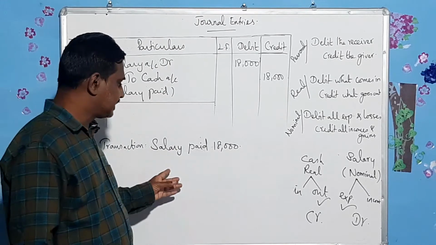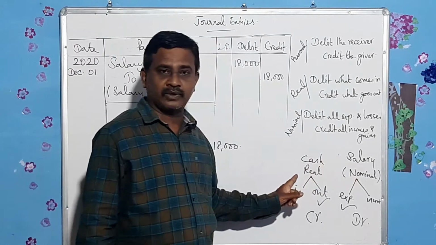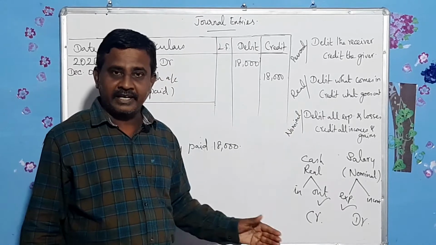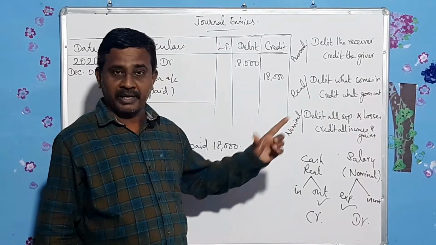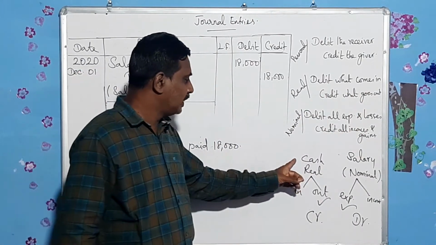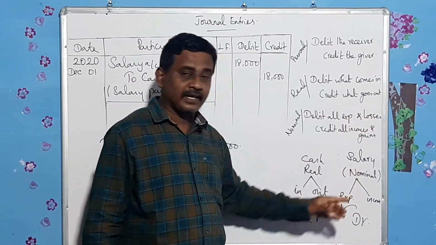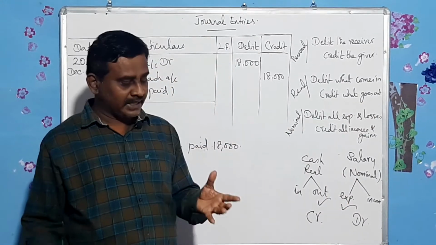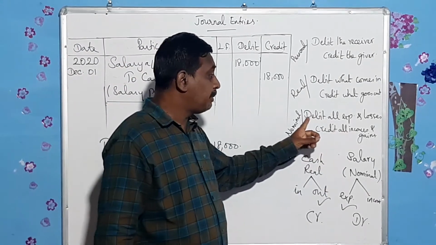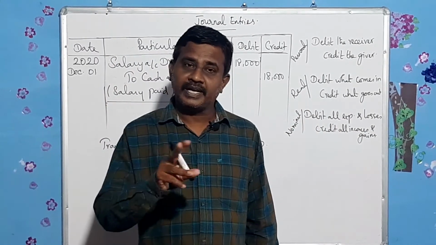Have you got? In this transaction, two accounts are involved. One is salary and another one is cash. Salary is an expense and cash is a real account. See whether it comes in or goes out. Cash goes out because salary is paid; when we pay expenses, cash will go out. So cash account should be credited because credit what goes out. Salary is a nominal account. Nominal account means either it may be an expense or income. Here it is an expense. Debit all expenses. Salary is an expense, so it is debited. Now let us go to the next transaction.